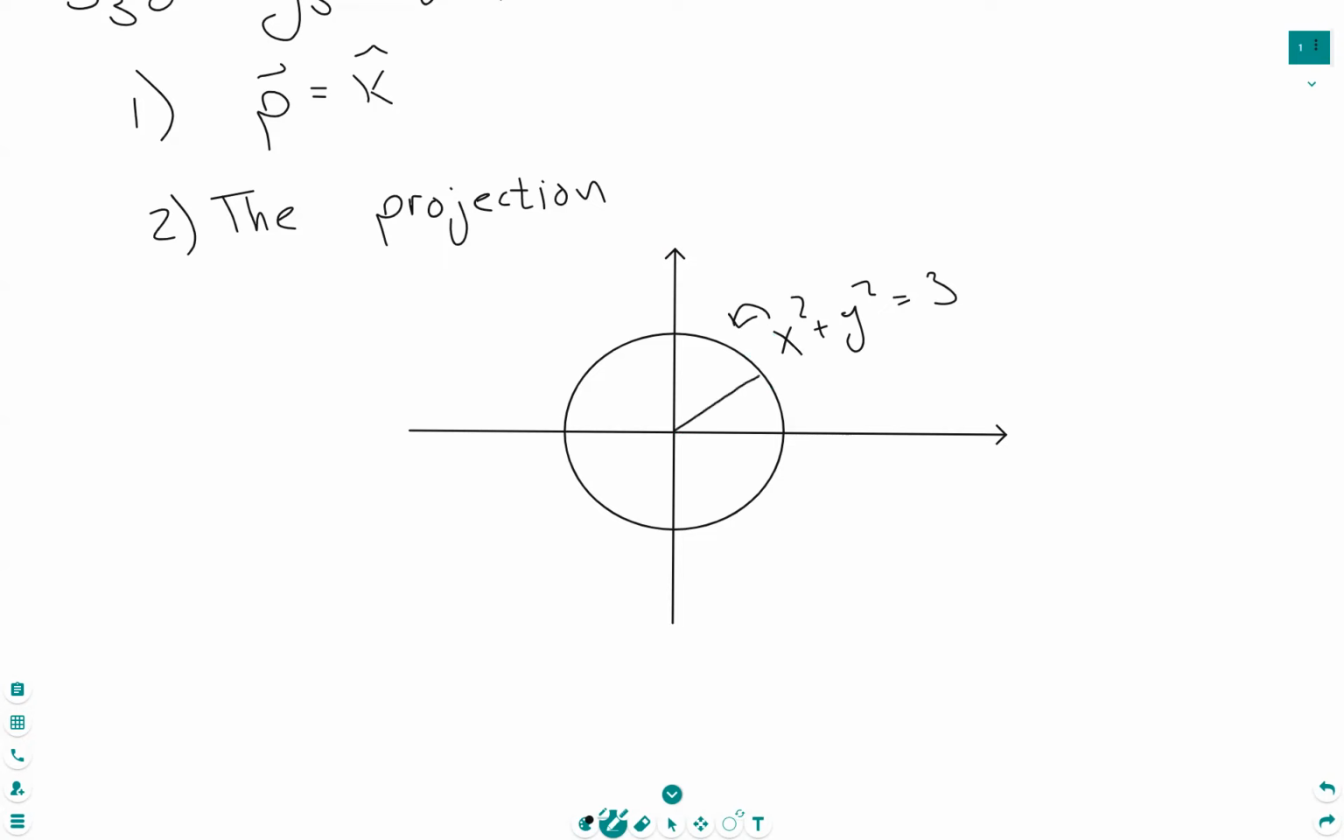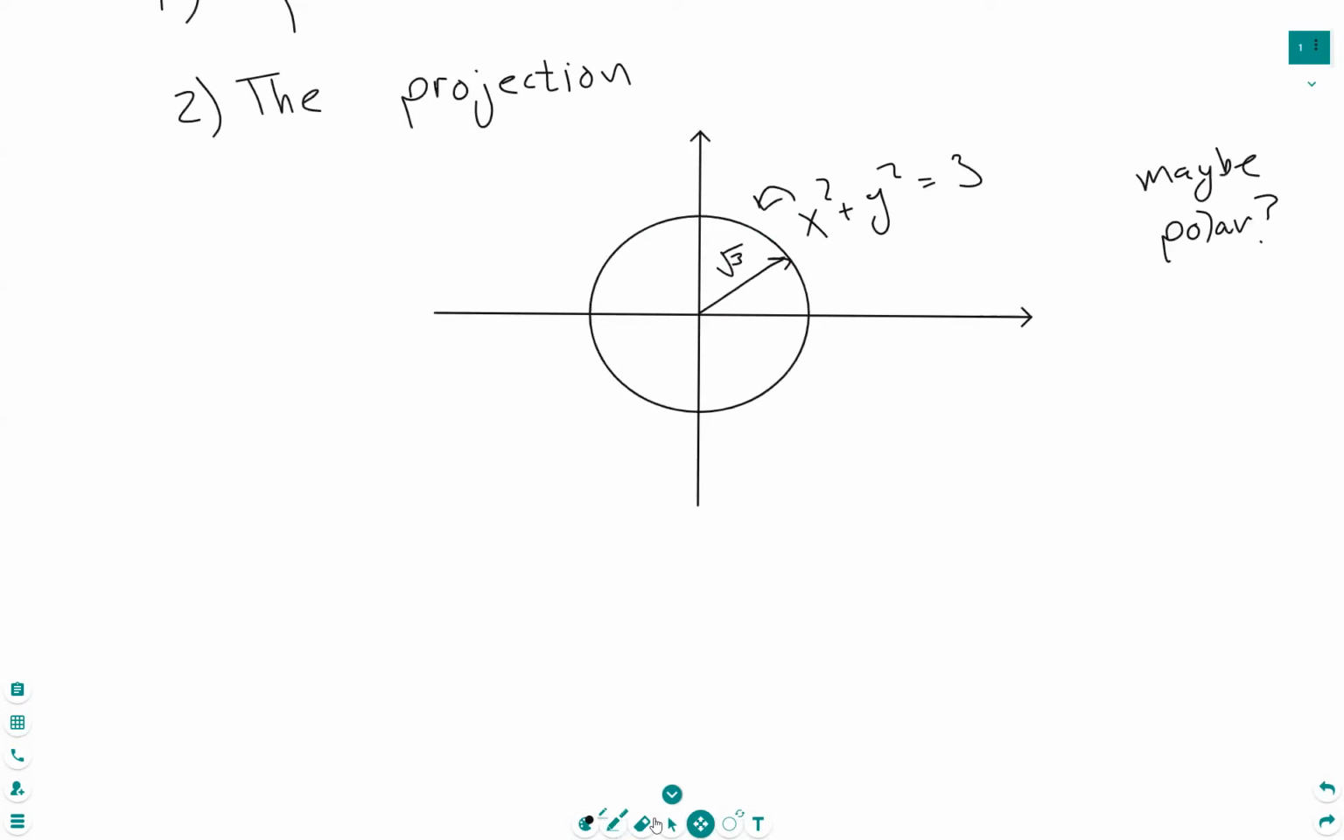And this has a radius of √3. And again, I'm going to write off to the side here, maybe polar. This looks like a perfect candidate for doing polar coordinates.